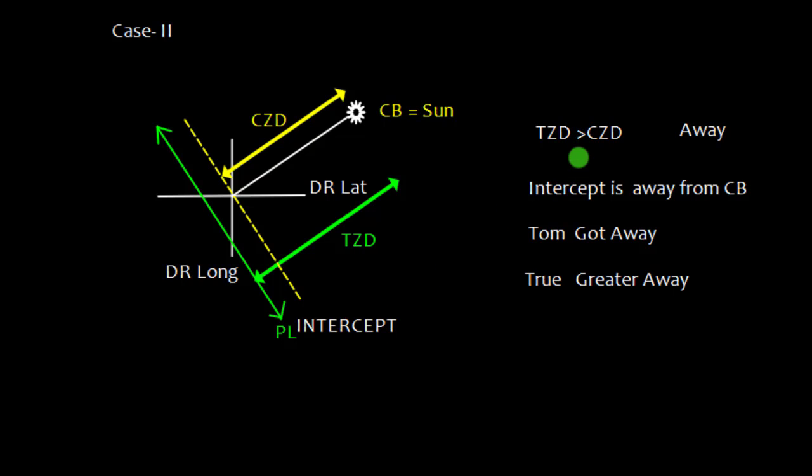So let's have this memory aid. If the true zenith distance is more than the calculated zenith distance, the intercept is termed as away. So the intercept is away from the celestial body. As a memory aid, we can have this: Tom got away. That means true, greater, away. That means the true zenith distance is greater, and that time the intercept is away.